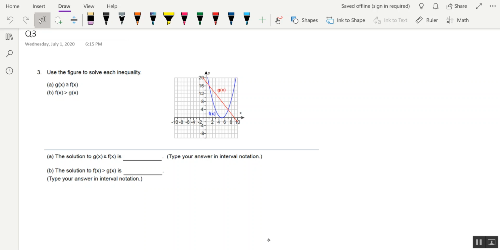What's up, Algebra Bros? In this video, what we're going to do is solve a couple of inequalities involving functions, particularly the graph of two functions. As you can see here, we are provided just graphs of functions f of x and g of x. And in part A, we want to figure out what values of x would solve g of x being greater than or equal to f of x.